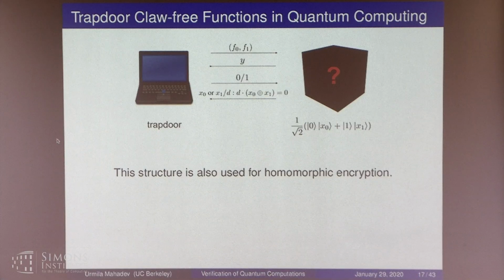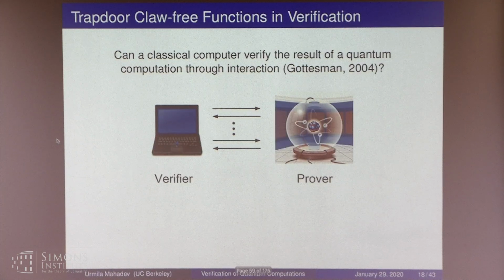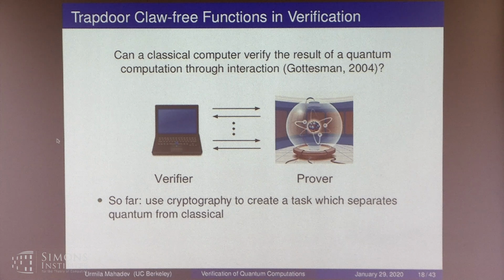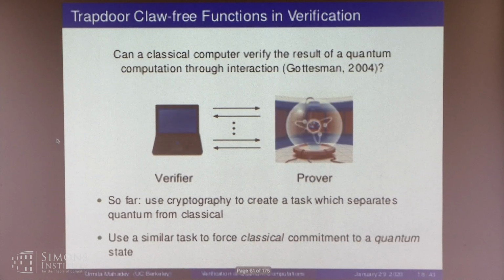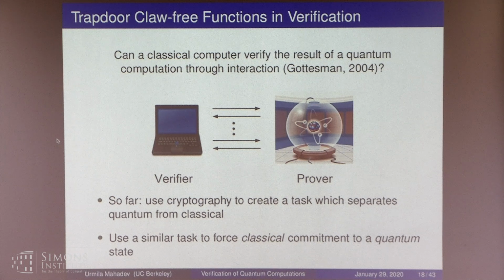Okay, so this structure is also useful for homomorphic encryption. I'll say a little bit more about that later, but not too much. And the final thing that this is useful for is classical verification of quantum computations. So far what I've shown you is that we can use cryptography to create a task which separates quantum and classical machines. The next thing I'll show you is how the same cryptography, the same TCF pair, can be used to force classical commitment to quantum states. So I'll define what that means, and then I'll show you how TCF pairs can be used for that.